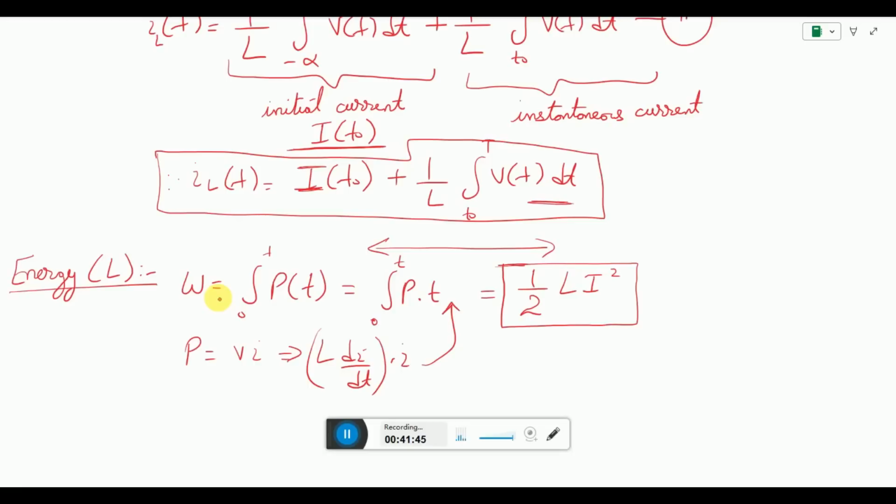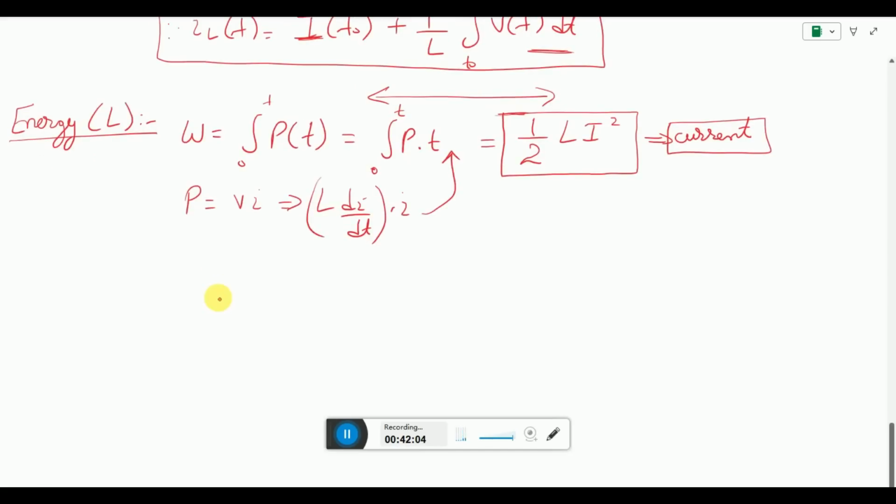So the energy of the inductor, if you want to figure out, is represented by half L I square, and again the important element in this equation is the flow of current. So the current needs to be flowing and changing with time if you want to find the energy and power of this inductor. So this is all about inductor's energy.